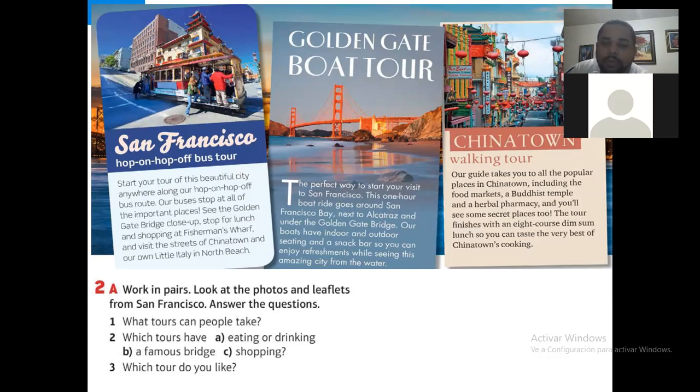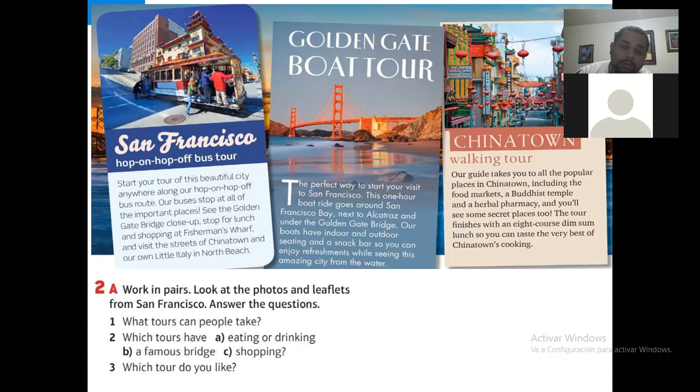Chinatown. Walking tour. All right. Our boat takes you to all the popular places in Chinatown, including the food markets, a Buddhist temple, and a herbal pharmacy. And you will see some secret places too. The tour finishes with an 8-course dim sum lunch, so you can taste the very best of Chinatown cooking.